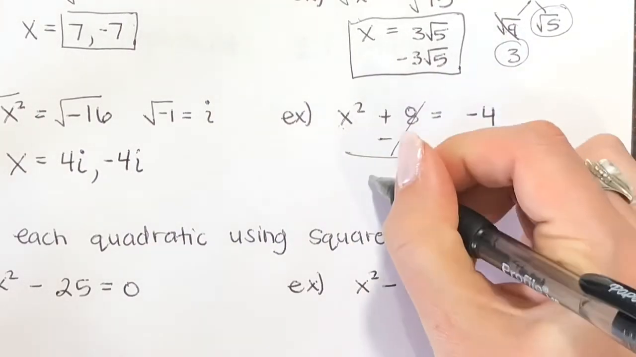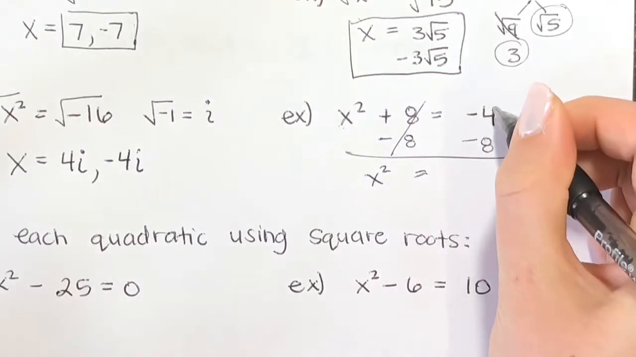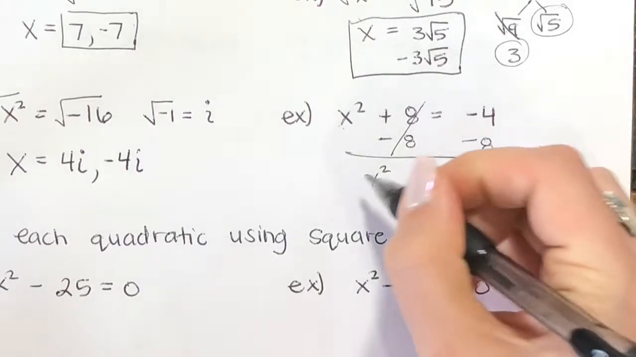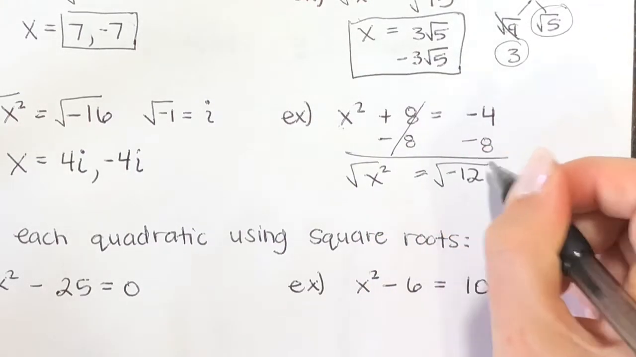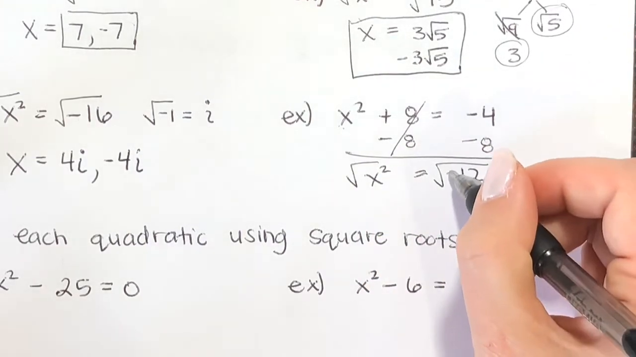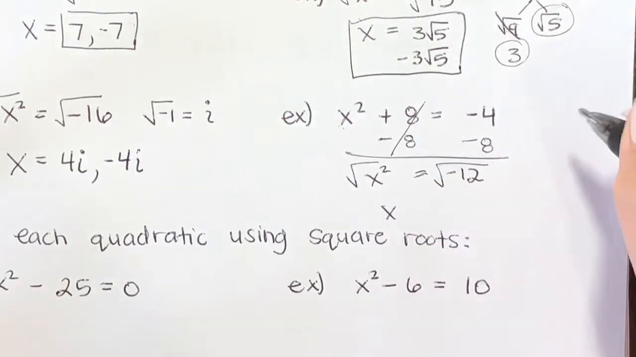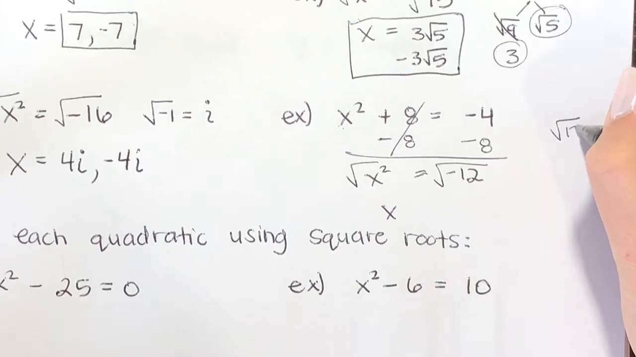So those cancel, and I get x squared alone, and then -4 subtract 8 would be -12, and now I can take the square root. But I do have that negative there, so that means I'm going to put a little i on it. And then 12 is not a perfect square, so let's do our little factor tree really quick. Well, let's put the negative on there.